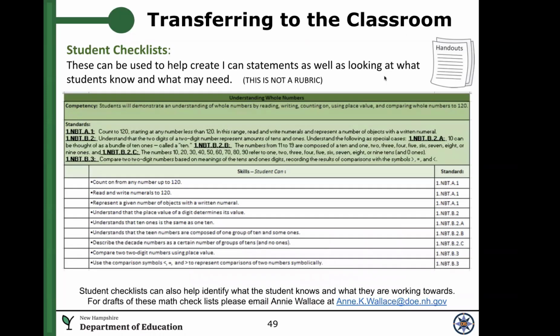And this is an example of the math one. Normally the standards aren't written out there because you can see them down the sides, but so you can see where the skills are coming from in the standards. And I am more than happy to send out my drafts to anybody who wants. I have them K through high school. So if you want them, please feel free to email me and I will get them out to you.